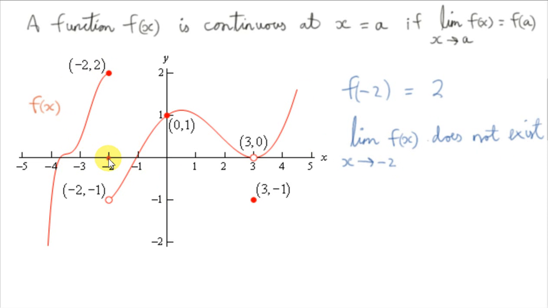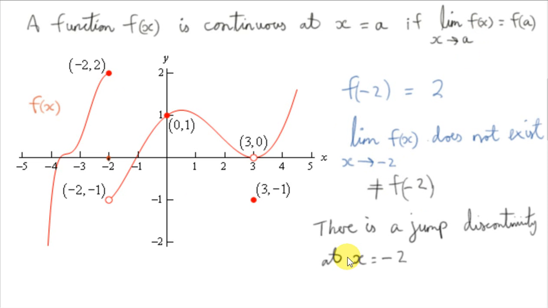Now, for the function to be continuous at the point minus 2, the limit as x tends towards minus 2 of f of x ought to equal f of minus 2. That's the definition of continuity. We just plug a in for x. In this case, we plug minus 2 in for x. But since the limit doesn't even exist, we can't say it's equal to f of minus 2. So that means that the function is not continuous at x equals minus 2. As a matter of fact, we say that there is a jump discontinuity at x equals minus 2.